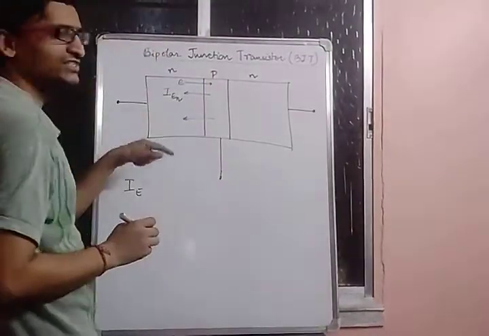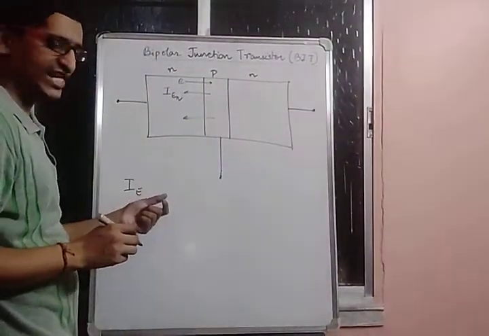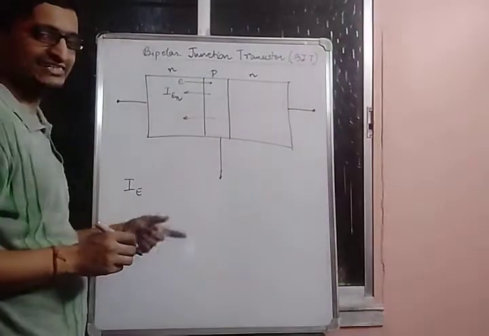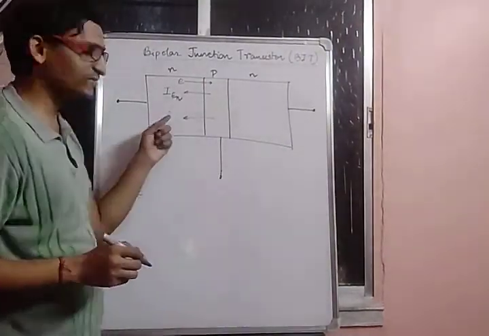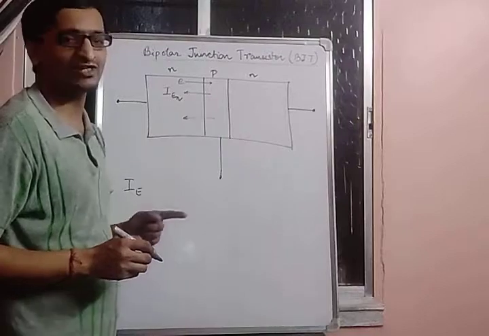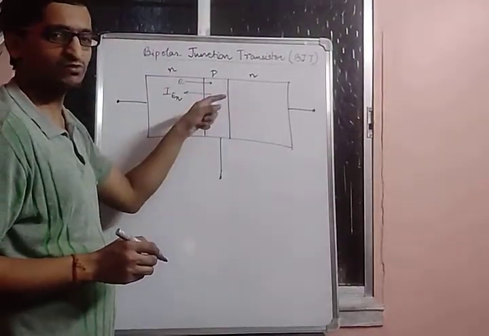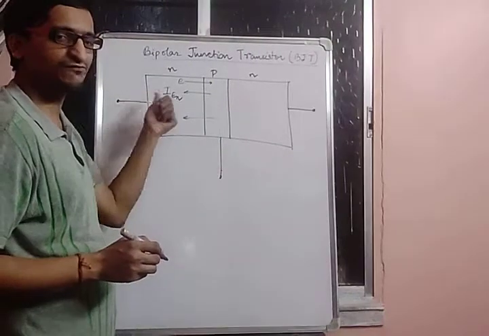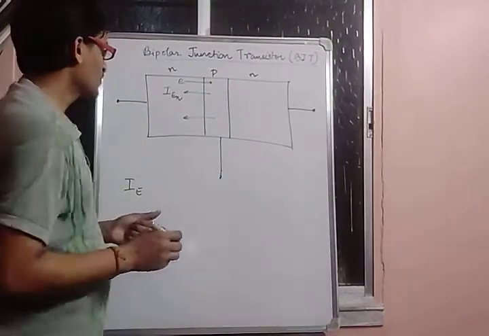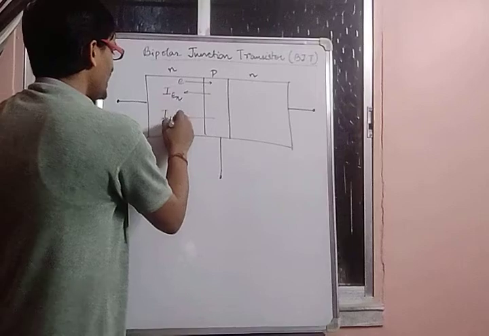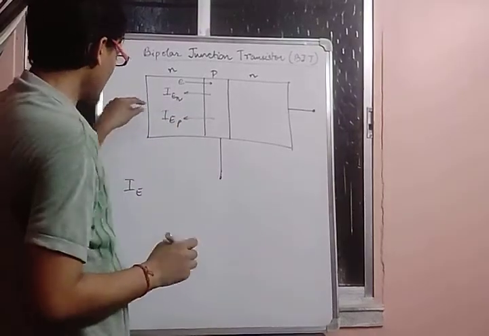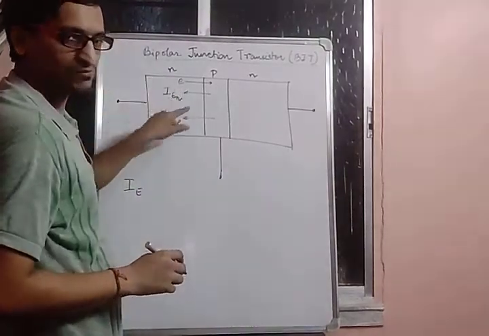Although the magnitude of these holes is very less, because this emitter region is highly doped. The doping level of this emitter region is much more as compared to that of the base region. So for that reason, the number of electrons injected will be much higher as compared to the number of holes injected from base region to emitter region. So for that reason, mainly this IE will consist of this particular component.